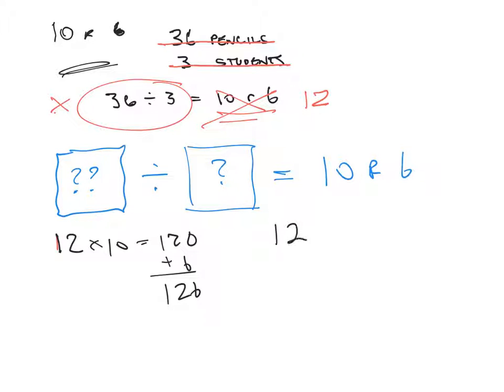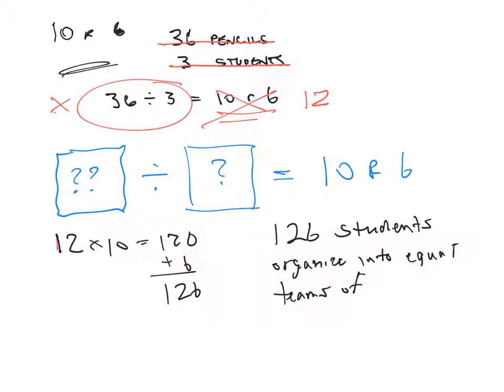If I had 126 students and I had to organize into equal, fair teams of 12, how many teams? Okay. I'm not going to say, well, I've got 12. It's not going to be, well, I've got 10 point something teams. I've got enough for 10 teams.